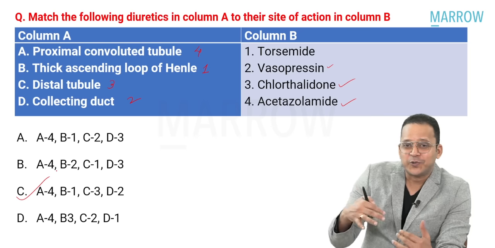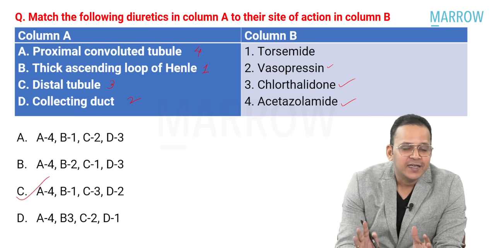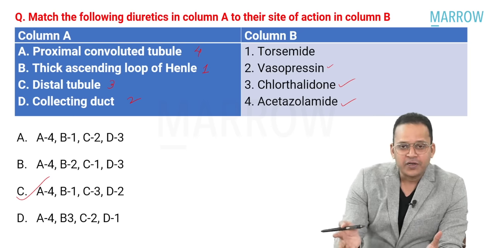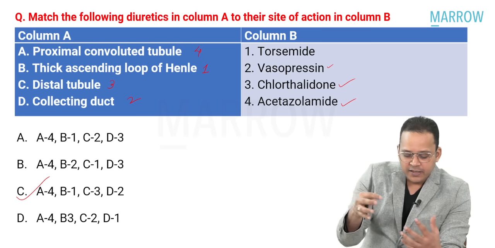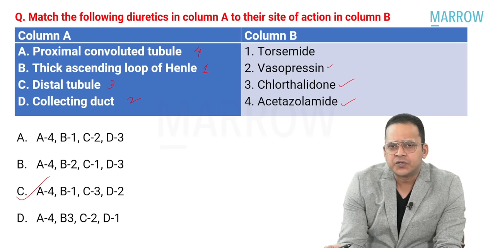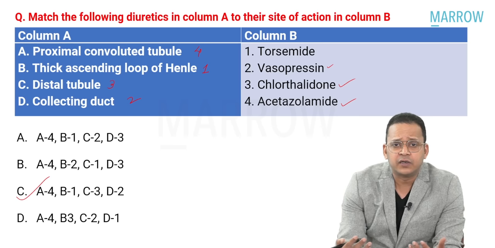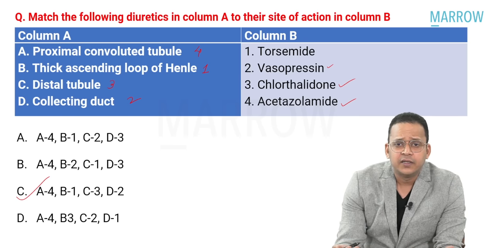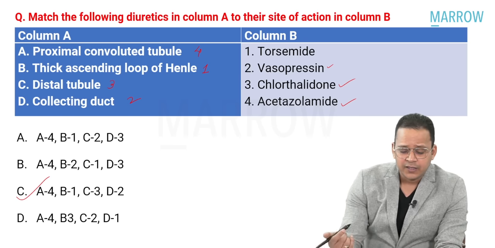So as I told you here, the difficulty is not in answering this, but rather in making that combination. Otherwise, you can see it's a very basic question. Where do these diuretics along with vasopressin, on which segment do they act? And that's a very basic MCQ they can ask you, right?